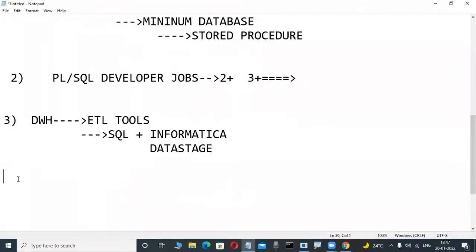Again, yes, business analysts are there. That is a reporting programmer. Reporting tools they are learning only, an easy way they are getting jobs. So many reporting tools are there worldwide.